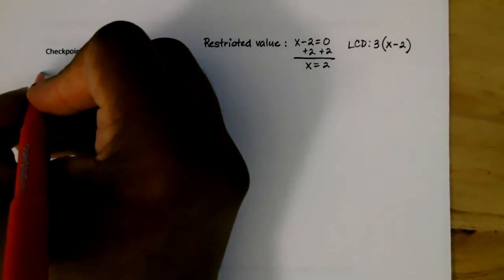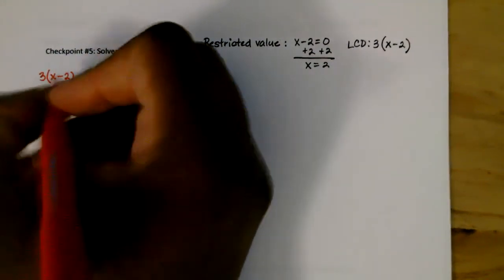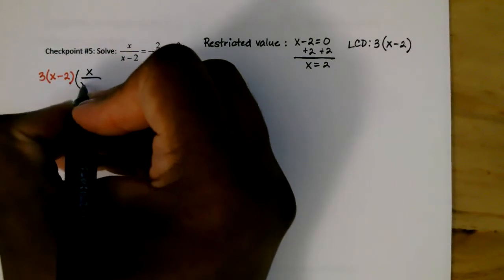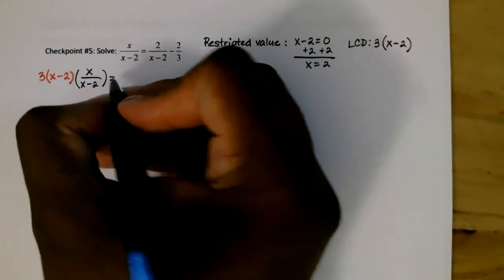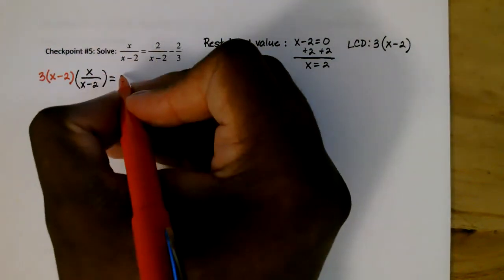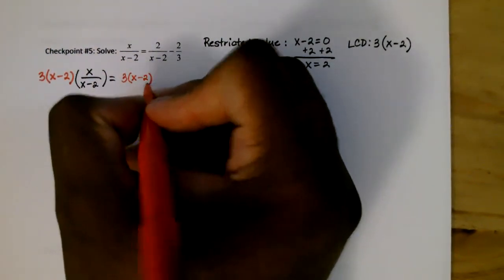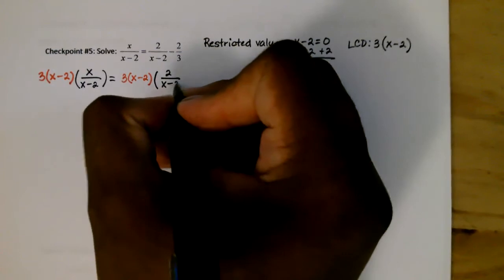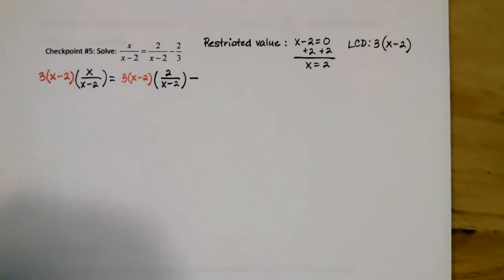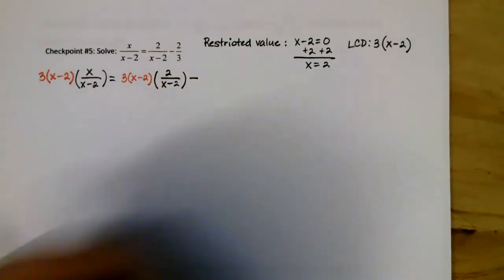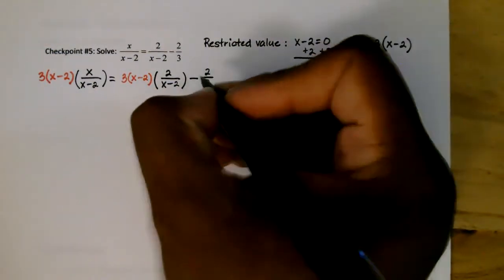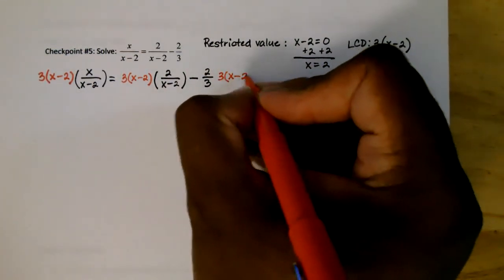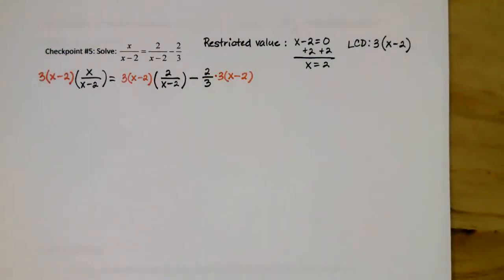So 3 times the quantity x minus 2 will be multiplied by the x over x minus 2. And that's equal to 3 times the quantity x minus 2 multiplied by the 2 over x minus 2. And then minus, let's see, I'll go and write down the 2/3. And then put the 3 times x minus 2 out here.